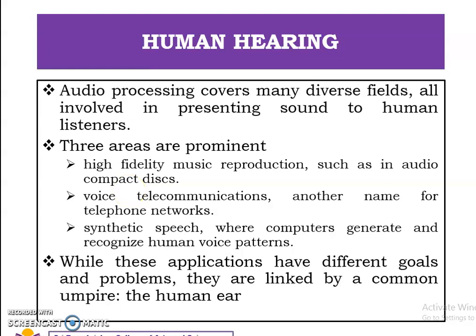Before learning about audio processing, we must know the area it covers. There are three different areas. One is high fidelity music reproduction, such as audio compact disc. Another is voice telecommunication, that's nothing but telephone networks. The third is synthetic speech, where computers generate and recognize human voice patterns. If you take these applications, they have a common goal: they are all linked with one common thing, the human ear. So before learning about audio processing, we must know how a human ear recognizes audio.